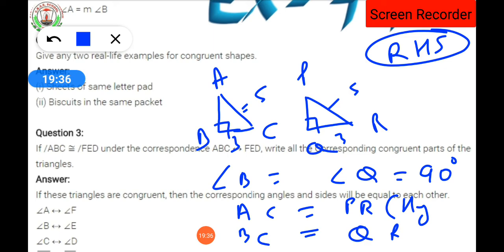So we can say that the triangle ABC is congruent to the triangle PQR by the RHS congruence criteria when the hypotenuse and one side of a right angle triangle are equal to the hypotenuse and one side of another right angle triangle, then the two triangles are congruent to each other.